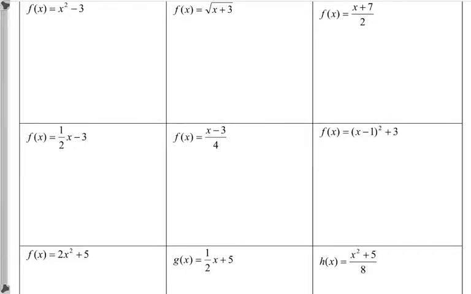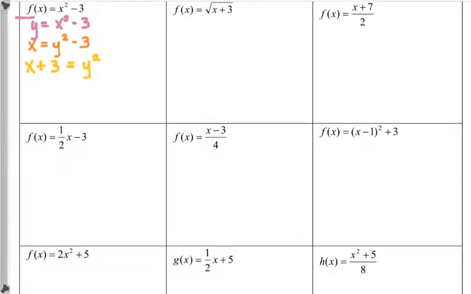In this problem, on the second row, on the far left, we have to follow those steps. We're going to trade the f of x with the y. Then we're going to switch the x and the y. So I have x equals y squared minus 3. Then I'm going to solve for y. So I'm going to add 3 to both sides.